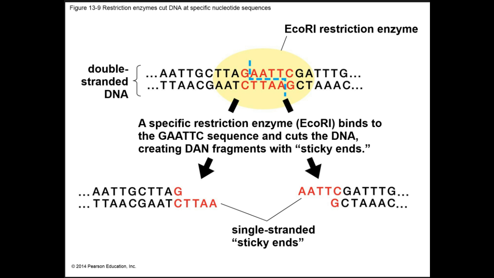The restriction enzyme can make either a straight cut, where it cuts the sequence straight down the middle, or it can make a staggered cut, generating what we call sticky ends. This is where it cuts at an angle so that you get ends with a slight nucleotide overhang.